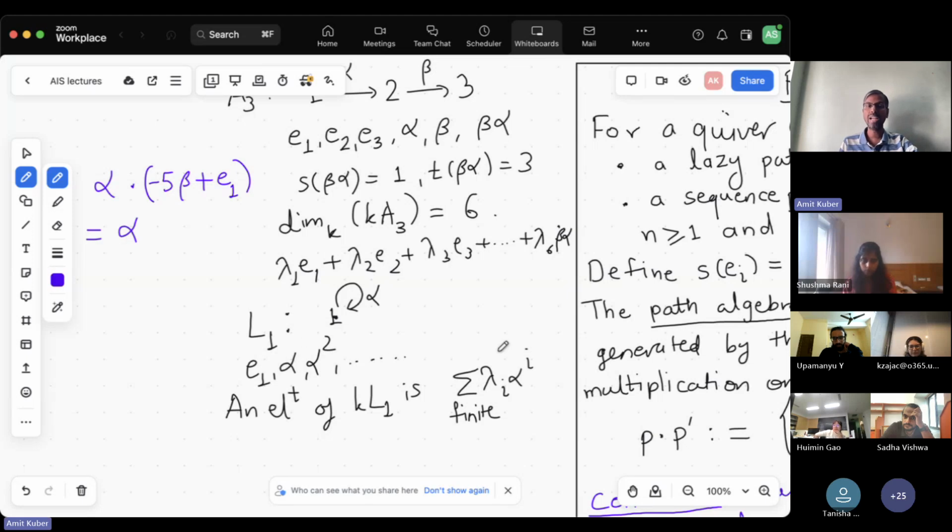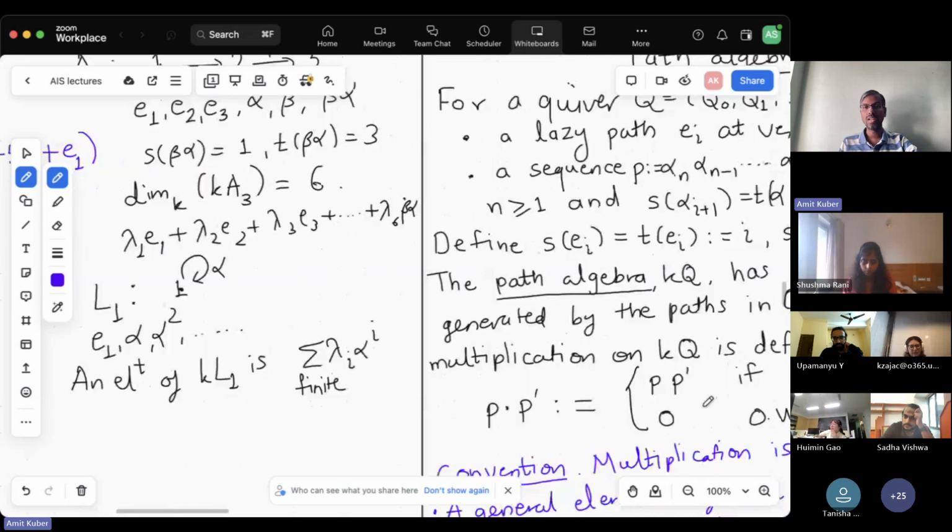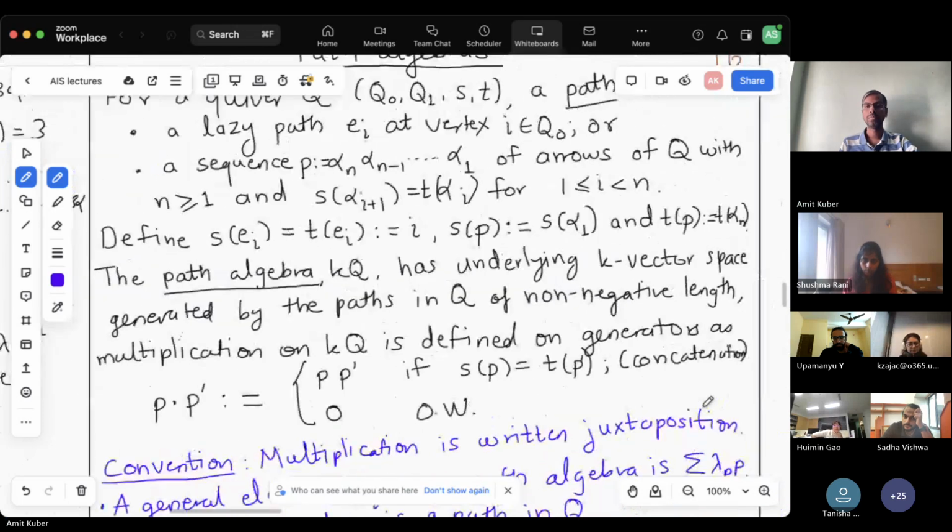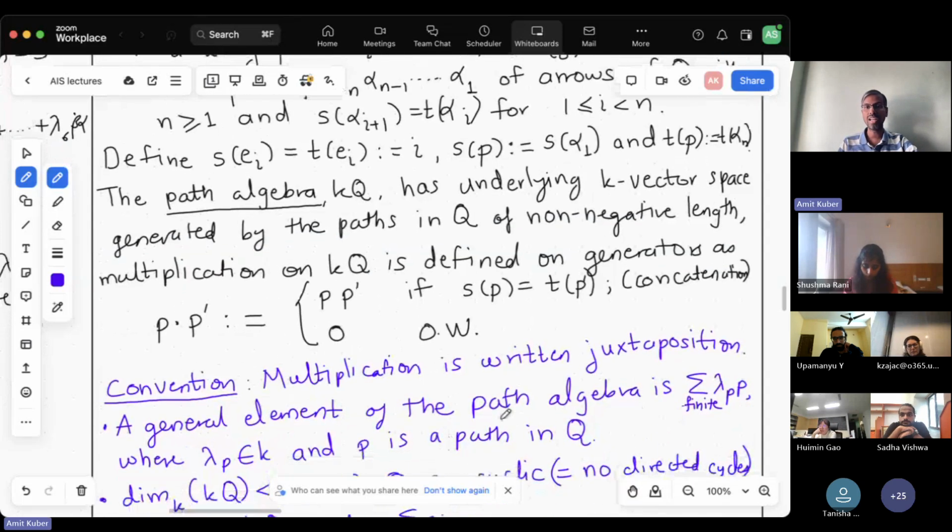Here, everything can be multiplied with everything, and that will usually be non-zero. So that is our definition of the path algebra. And even though I use the letter like this point here, multiplication will be written by juxtaposition. We won't write that point. And as I already mentioned, the general element of the path algebra is a finite k-linear combination of paths.